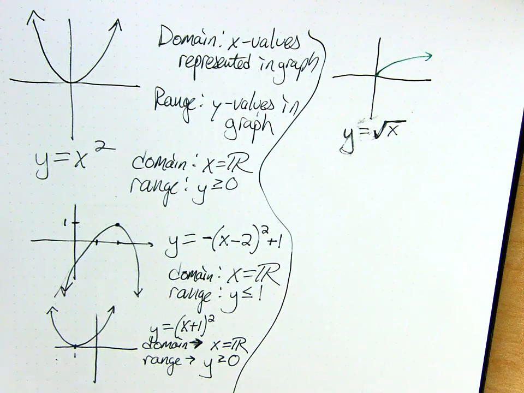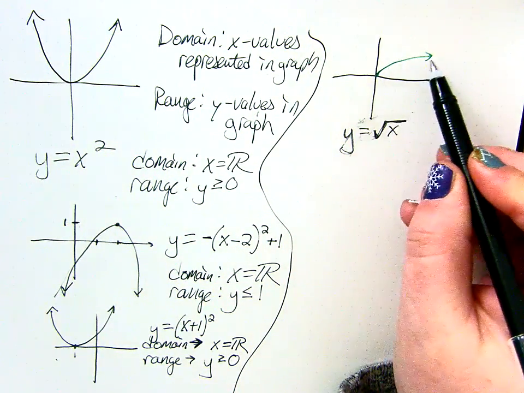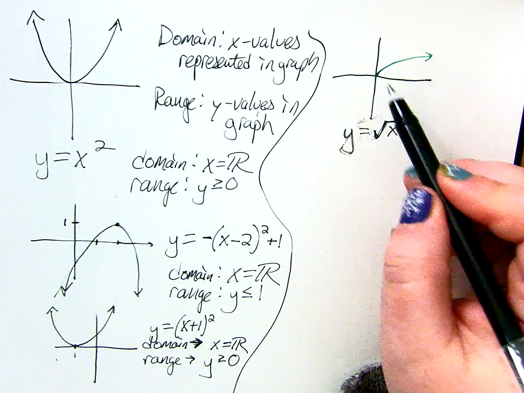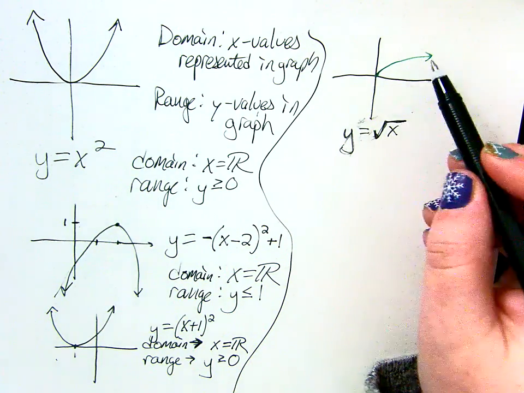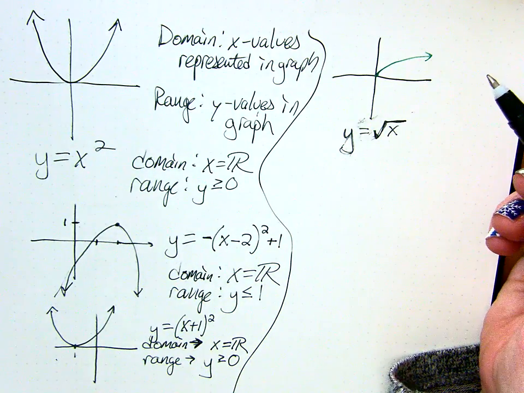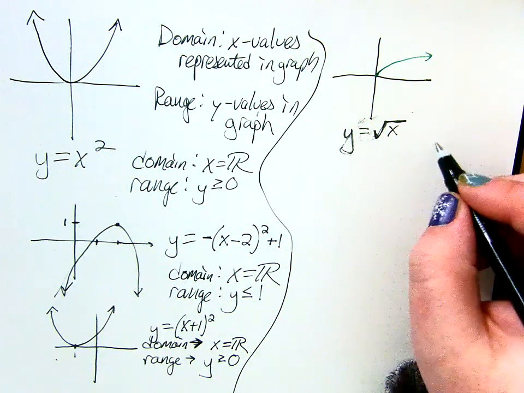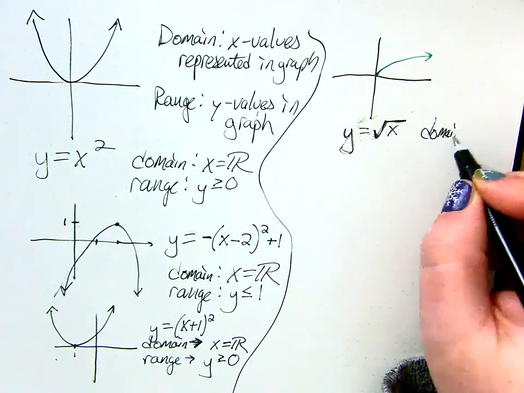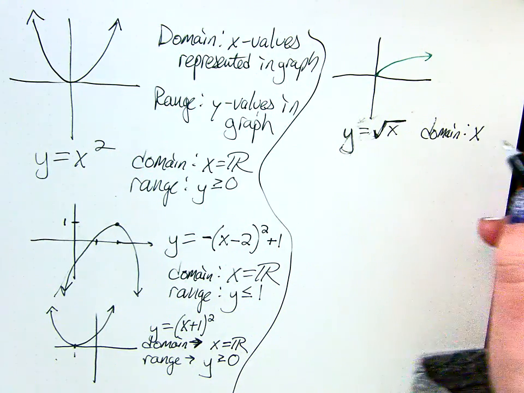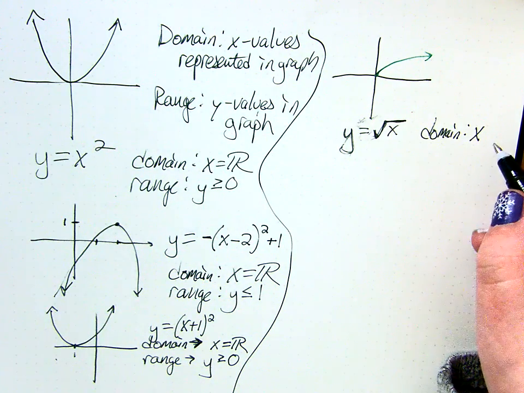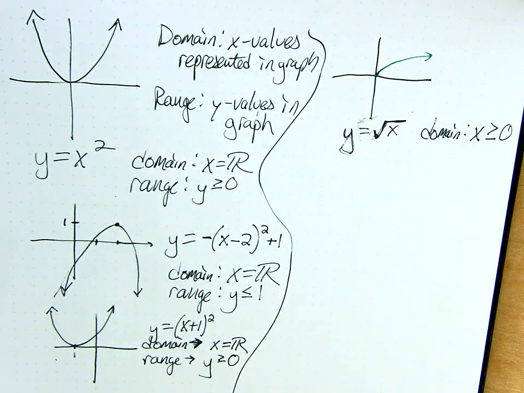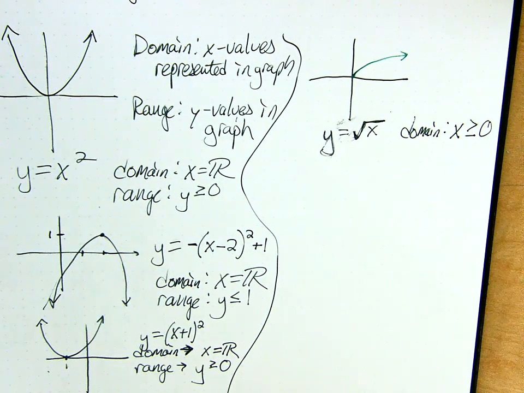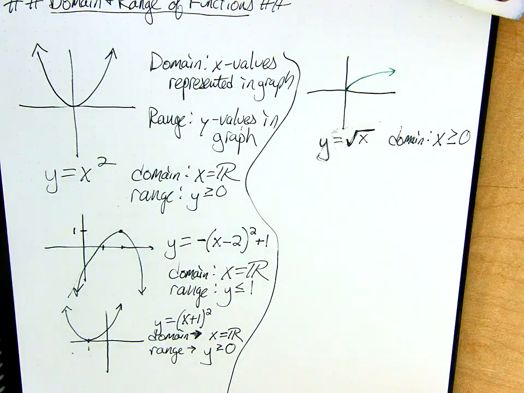So for the domain, it is not all reals anymore. This graph starts here and it goes this way forever. This graph is not going to cover any x values over here, right? It doesn't have an arrow on both sides, so it's not going on forever and ever. So, who thinks they could tell me the domain for this one? X is what? Jess? Greater than or equal to 0? Is that what you said? Perfect. This domain starts at 0 and then goes to all the positives.